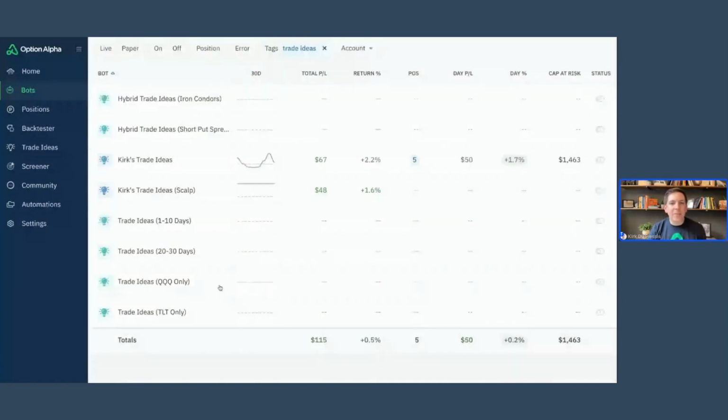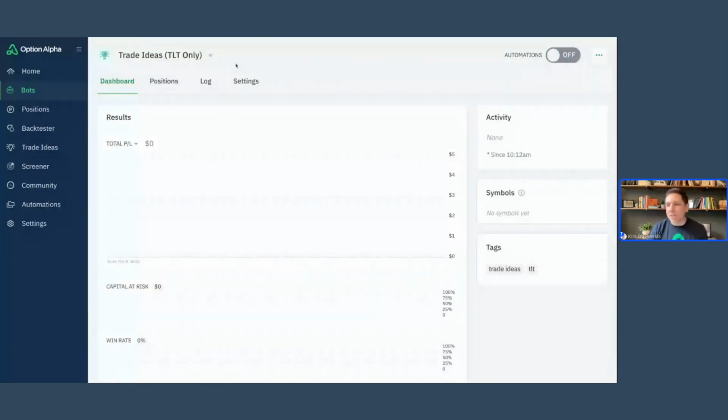a bot that you tell, just so you know, I will only trade TLT in this bot. That's it. I won't trade anything else in this bot. It has no automations. It's just Trade Ideas just for TLT. And then you can tag it Trade Ideas and TLT. That's one possible way to do it.